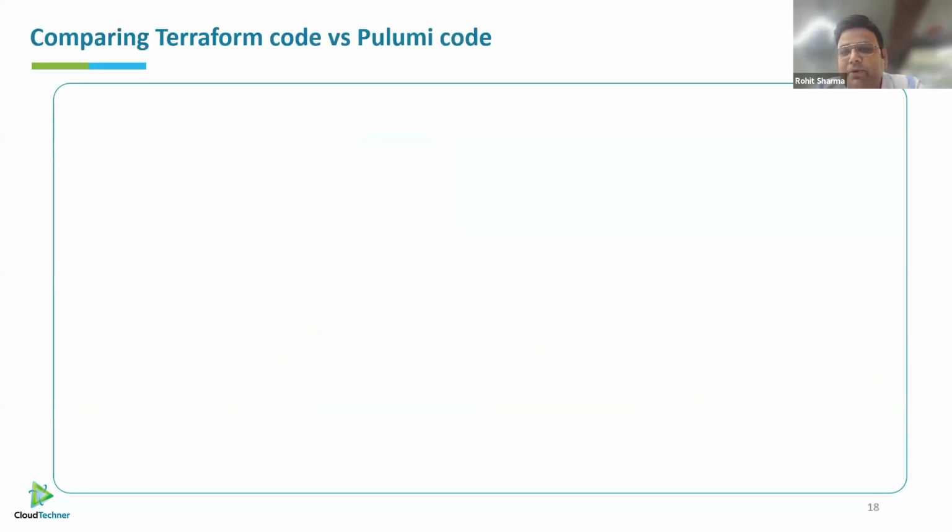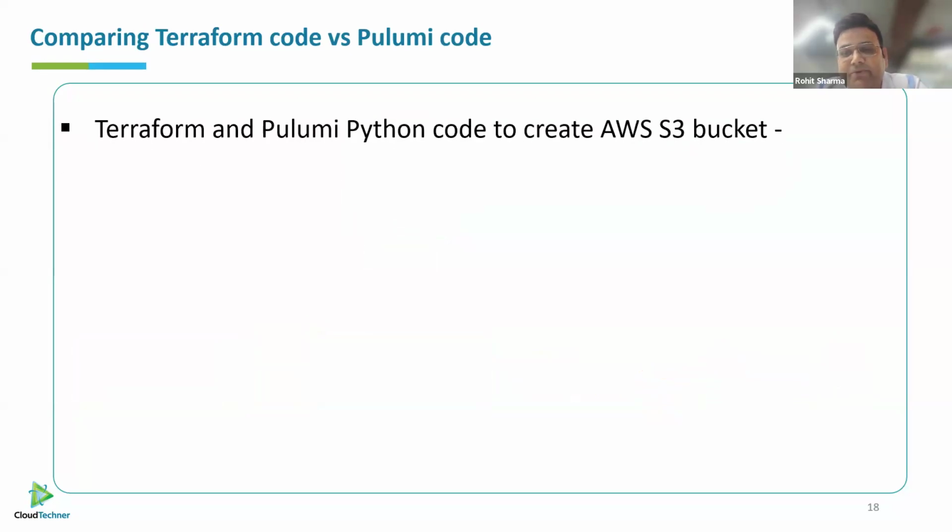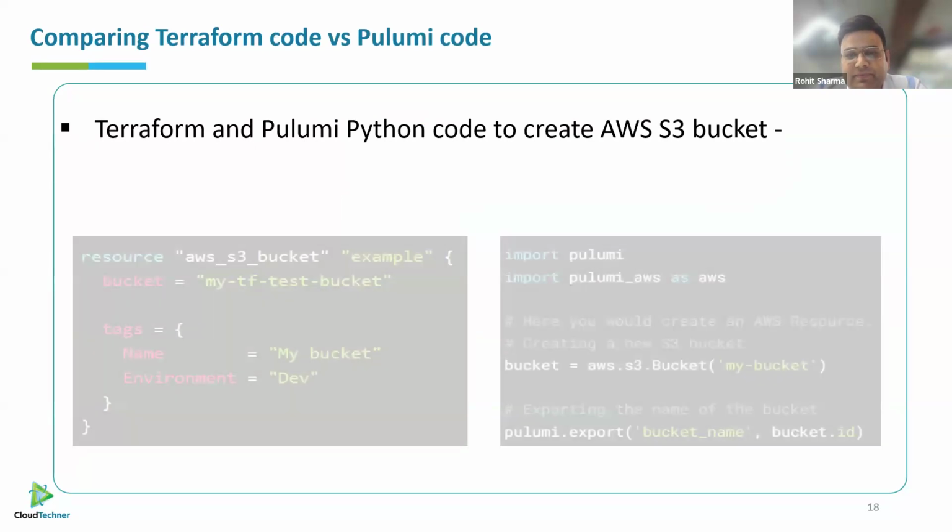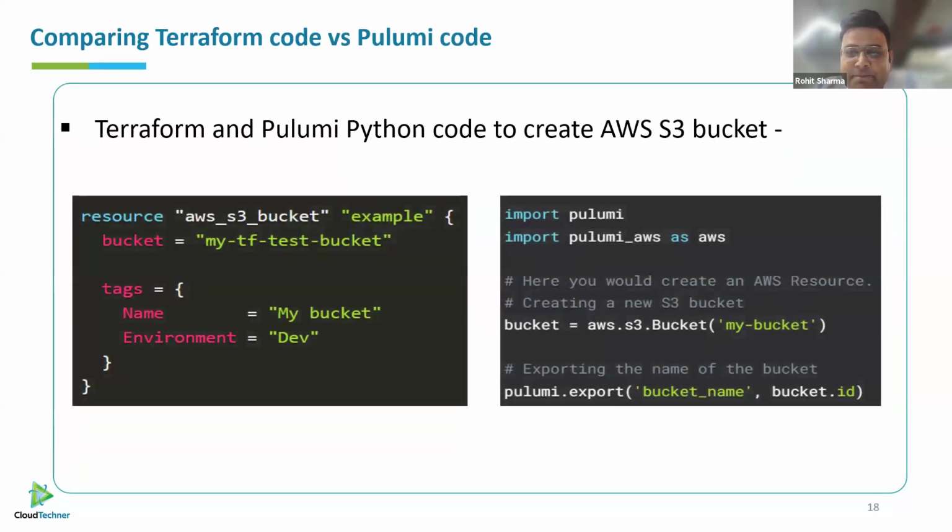Now, most of the people know about Terraform. Here we can have a look at the code snippets for both Terraform and Pulumi. So these are the Terraform and Pulumi Python code snippets to create an AWS S3 bucket. Here you can see the first picture is for Terraform and the second one is the Pulumi Python code to create the S3 bucket. So in the Terraform code, there is a resource block which defines the resource, and aws_s3_bucket is the type of resource. And example is the name of the resource. Bucket name is my-tf-test-bucket, and below are the tags.